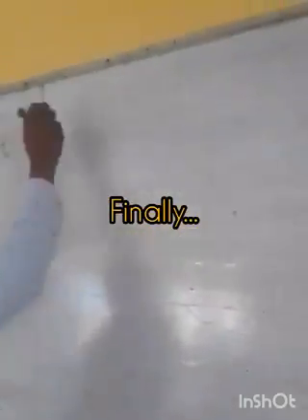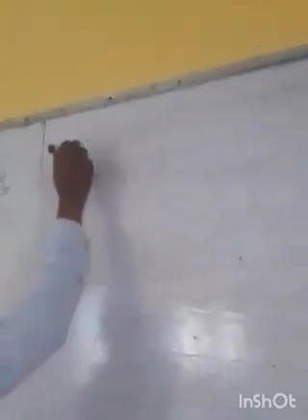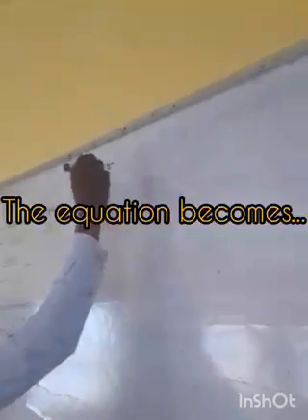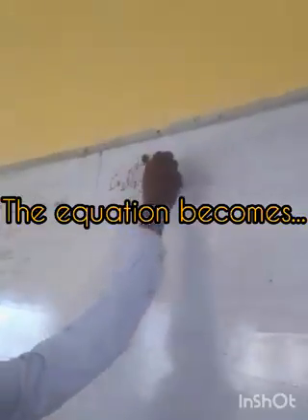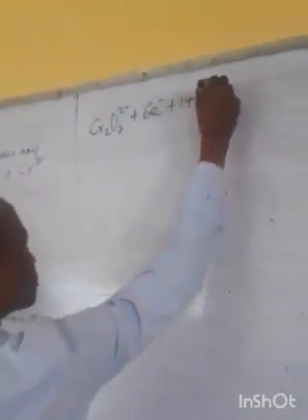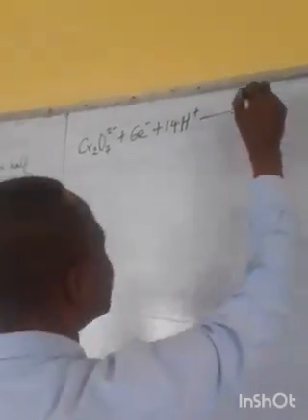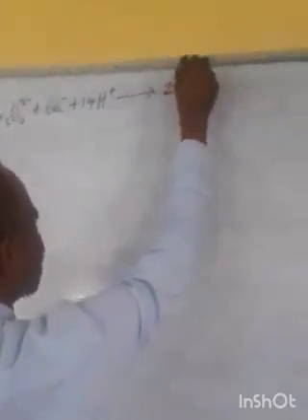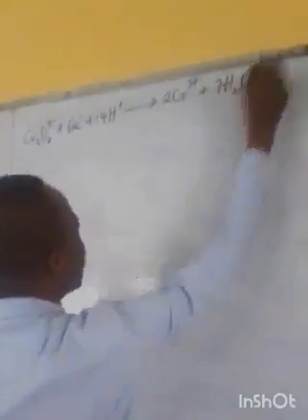So finally, the equation becomes Cr2O7 2 minus plus 6e minus plus what? 14H plus to afford 2Cr3 plus plus 7H2O. And the equation is balanced.